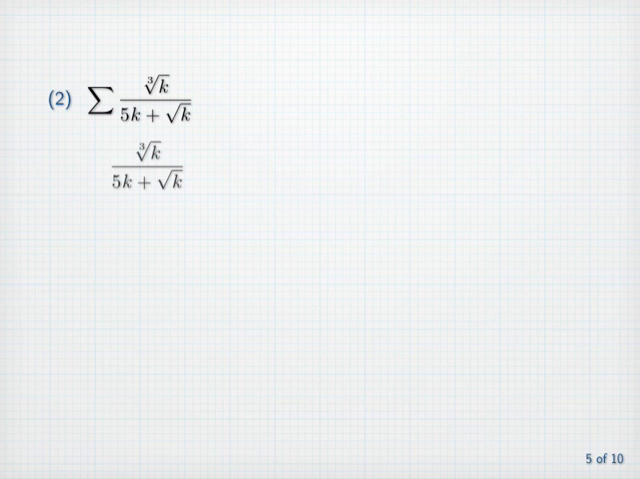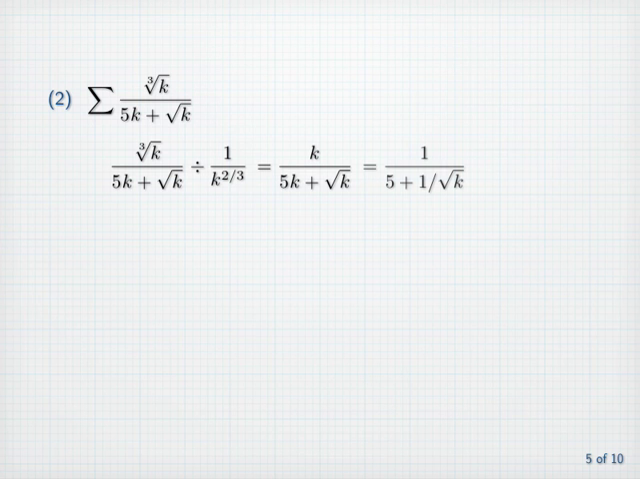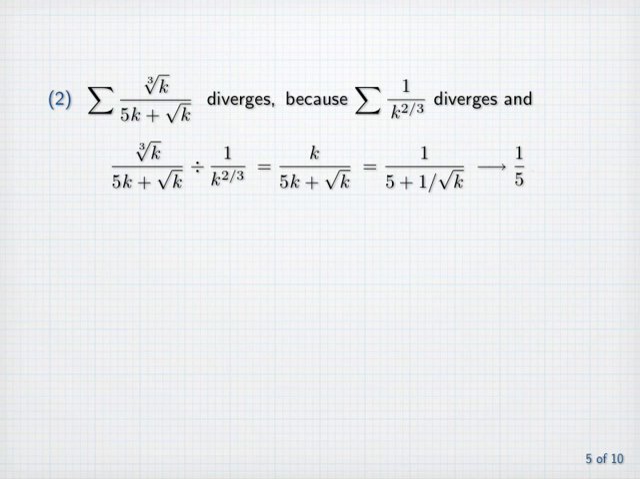To do this, we'll divide the kth term of our series by 1 over k to the 2/3, which amounts to multiplying by k to the 2/3, which gives us k divided by 5k plus the square root of k. Now dividing the numerator and denominator by k gives 1 over 5 plus 1 over the square root of k, which clearly converges to 1/5 as k goes to infinity. We conclude that our series diverges by the limit comparison test with the divergent p-series, the sum of 1 over k to the 2/3 power.